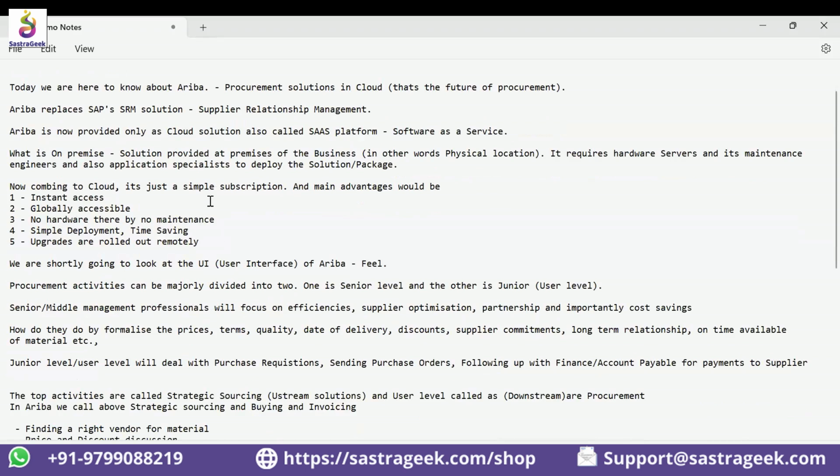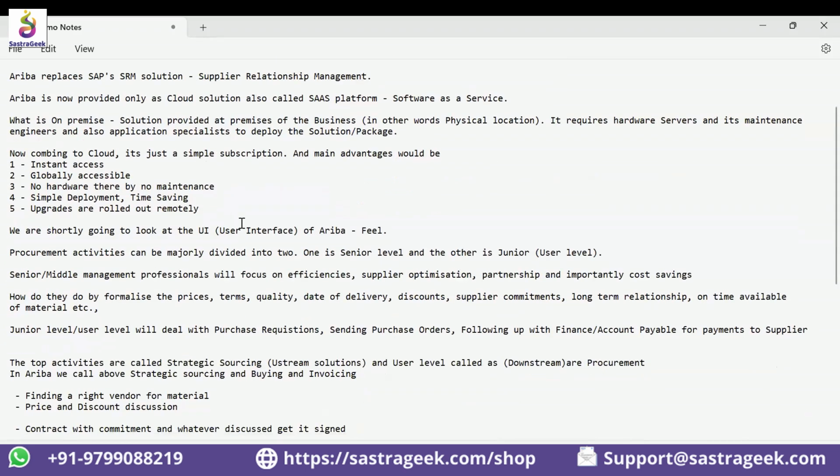Okay, as we are talking about this, I just typed it in, just to save time. By going with the cloud solution, it's instant access, so you don't need to depend on providing login details and so on. It's globally accessible, so you don't need to be at the physical location, and you don't need to travel to the client's location to do the installation. That's no longer required. Since you're not going to maintain the hardware, you don't need to worry about the maintenance. It's a simple deployment, time saving.